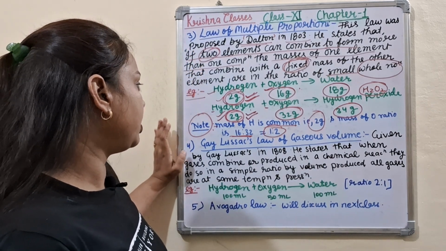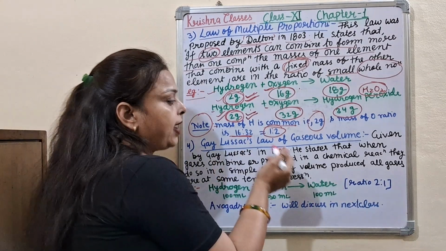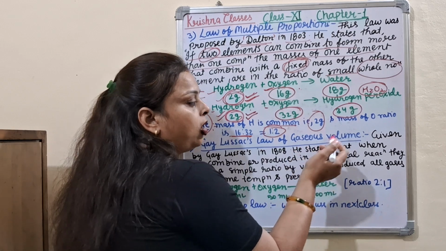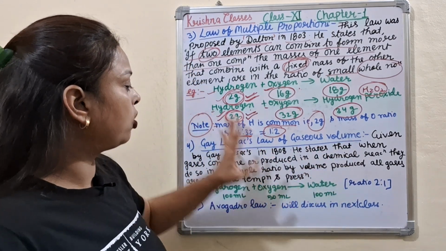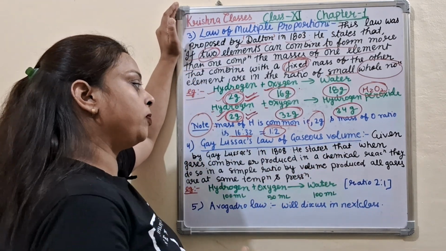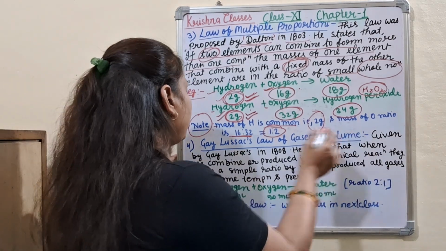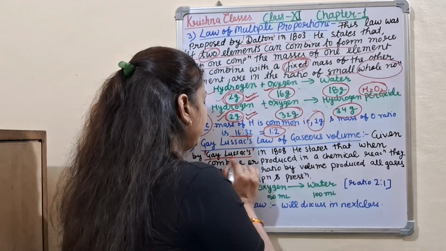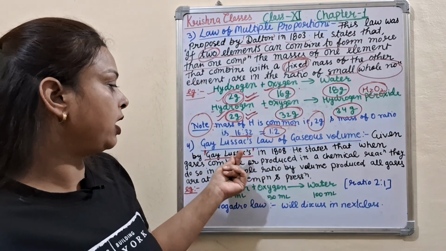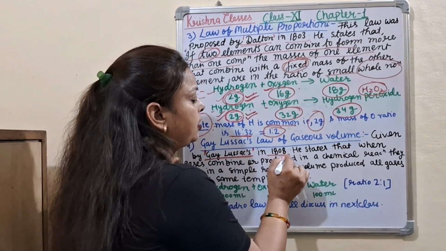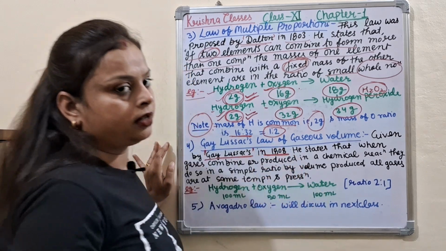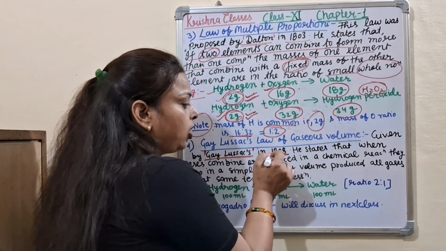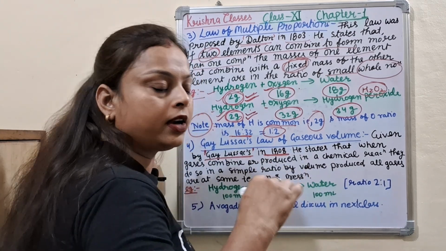So now come to the next law, Gay-Lussac's law. This is the fourth law, Gay-Lussac's law of gaseous volume. This law was given by Gay-Lussac in 1808. The law of multiple proportion was given in 1803 and Gay-Lussac's law was given in 1808.